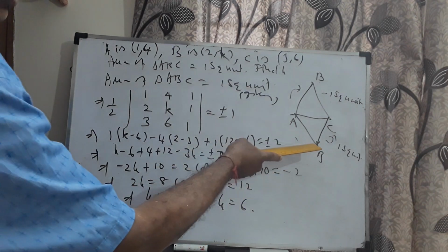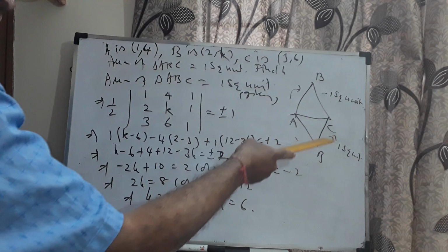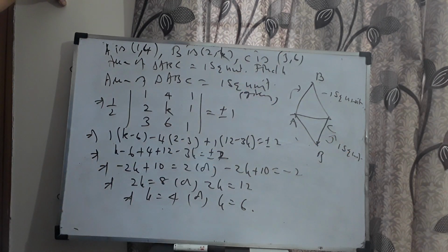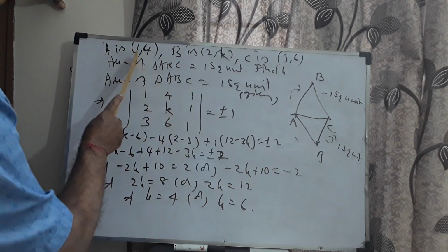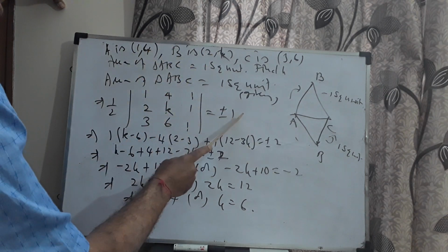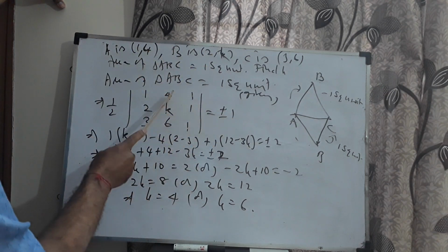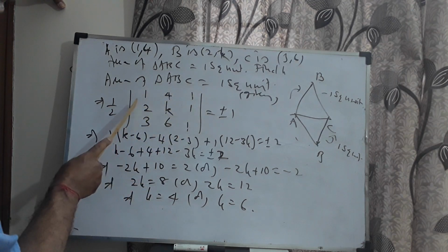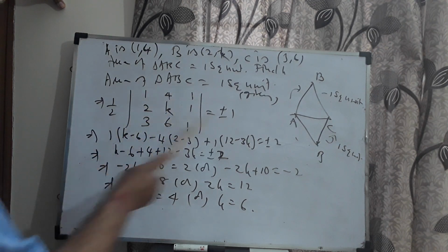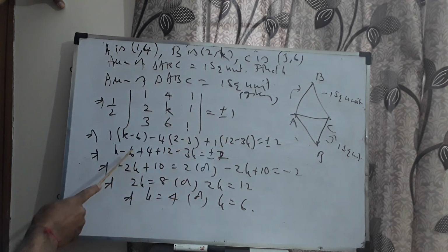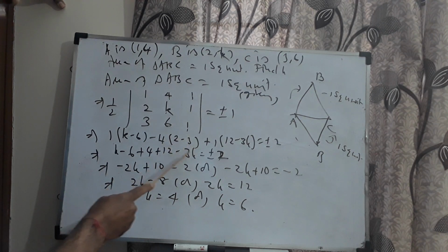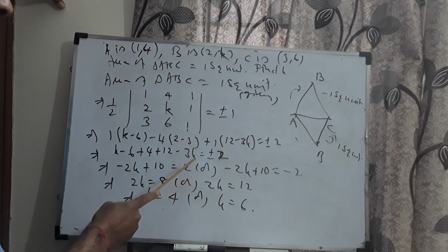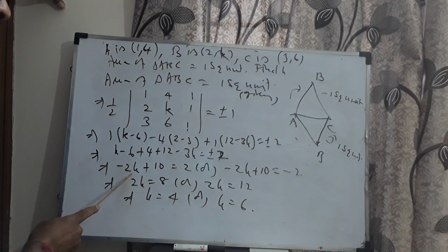Remember carefully, if this is the position having ABC in the anti-clockwise direction, my reduction automatically gives you 1 square unit, positive square unit. Now half determinant 1, 4, 1, 2, k, 1, 3, 6, 1 is plus or minus 1. 1 into k minus 6 minus 4 into 2 minus 3 plus 1 into 12 minus 3k is equal to, cross multiply this 2 here. I end up with k minus 6 plus 4, 2 minus 3 is minus 1, plus 12 minus 3k is plus or minus 2. Now for minus 3k plus k gives you minus 2k.